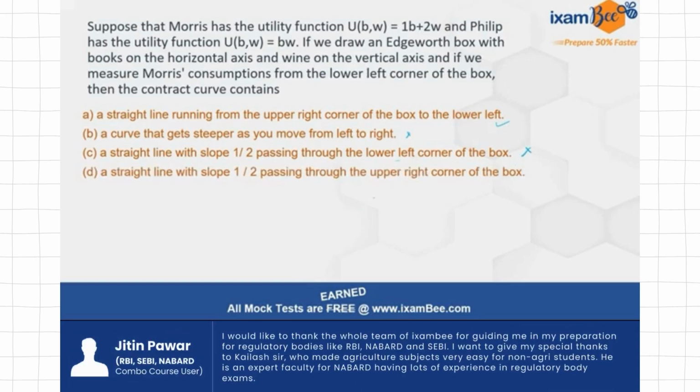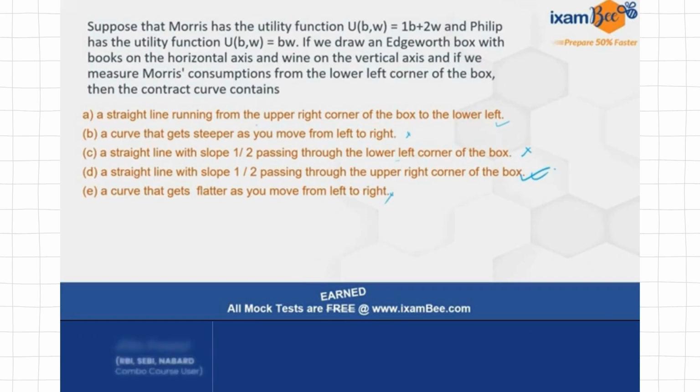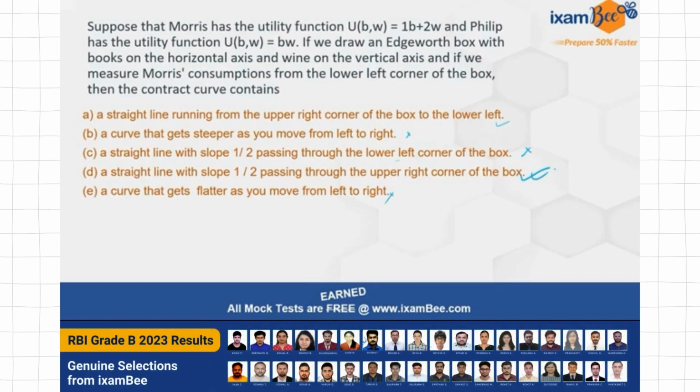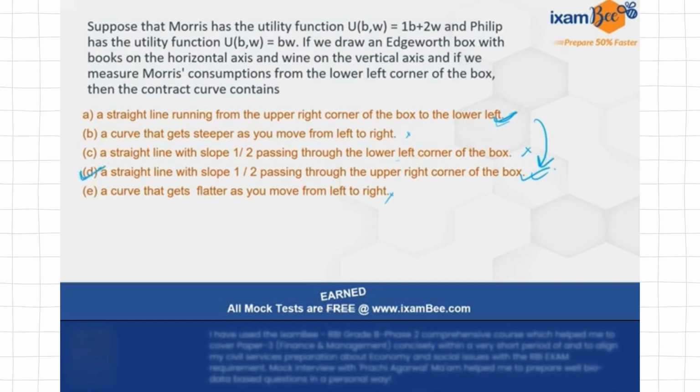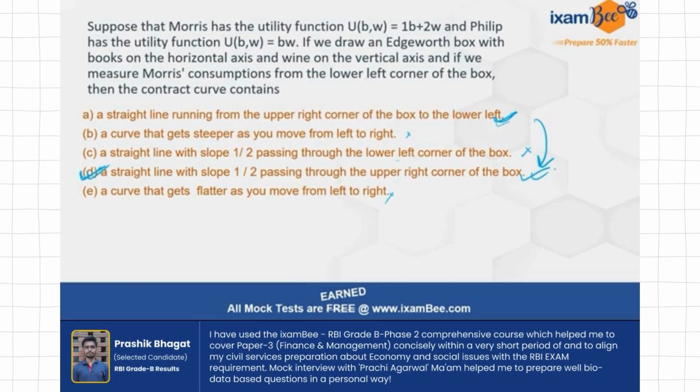So this option, a straight line with slope half passing through the upper right corner of the box. This is true. And then our last one is a curve that gets flatter as you move from left to right. This is also not true. So it's a straight line running from upper right corner of the box. This is true, and additionally one more piece of information is given, that it has a slope of half. So the most appropriate option here is option D. The right answer is option D.